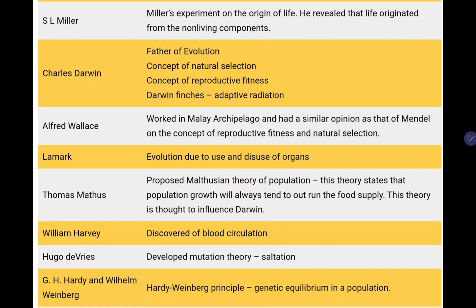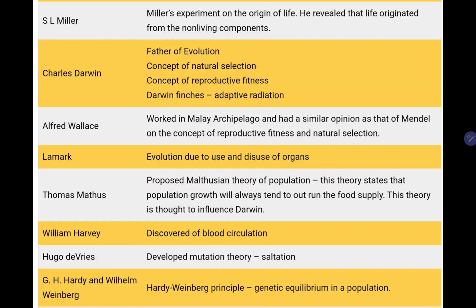Alfred Wallace worked on the Malay Archipelago, which is a group of islands. He had a similar opinion to Darwin on the concept of reproductive fitness and natural selection. And Lamarck, evolution due to use and disuse of organs. Thomas Malthus proposed the Malthusian theory of population. The theory states that population growth will always tend to outrun the food supply. This theory is thought to have influenced Darwin.